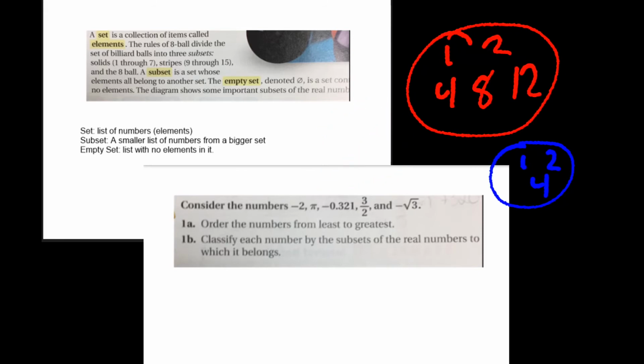Now for this first example we have here, we are given a set of numbers. The set of numbers consists of -2, pi, -0.321, 3/2, and -√3. First part says, order the numbers from least to greatest.